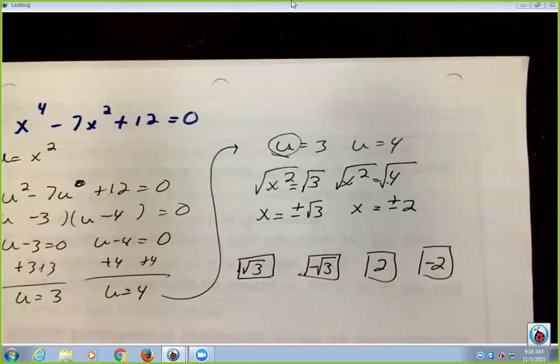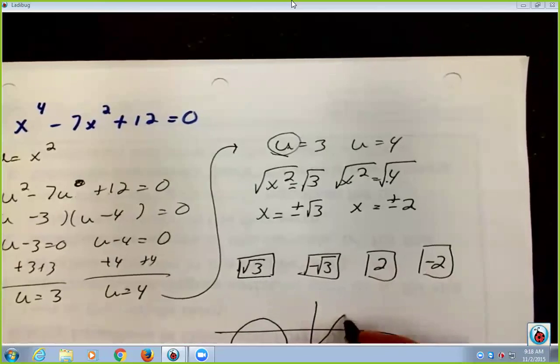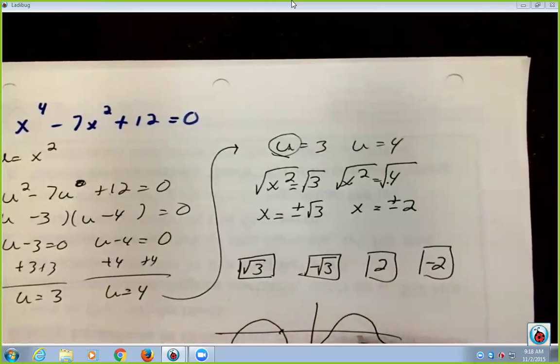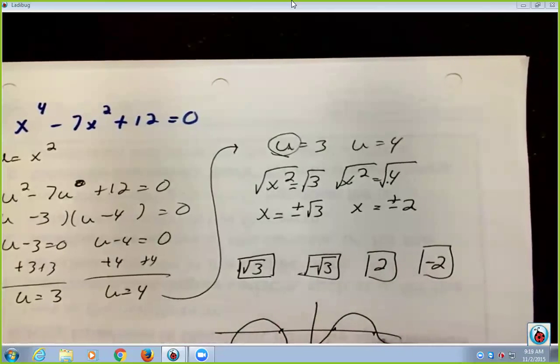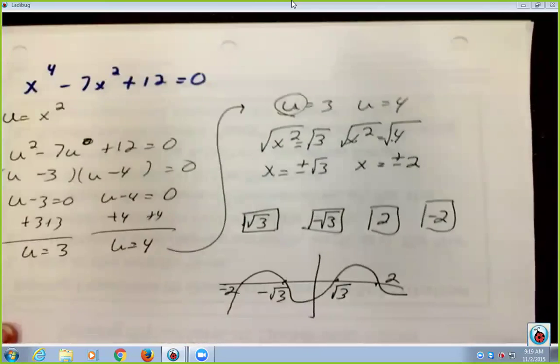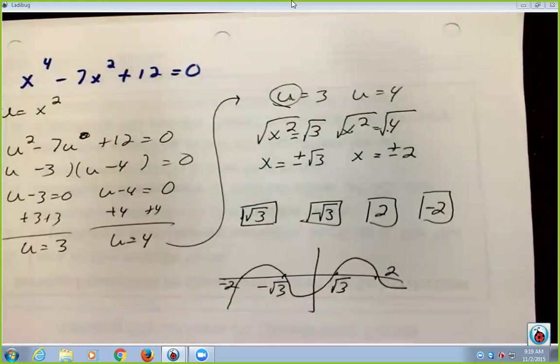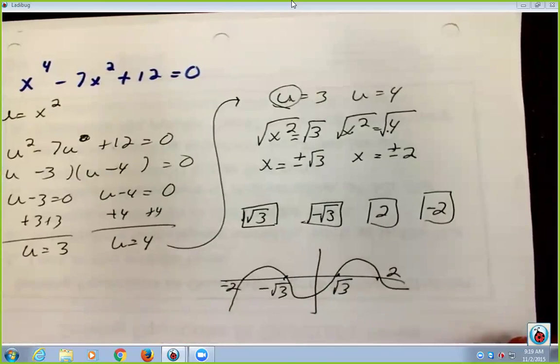And what these 4 answers mean is that you have a graph that's crossing at certain points, like it might be crossing over here at a positive 2 and over here at a negative 2 and over here at a negative square root of 3 and here at a positive square root of 3. So that graph is crossing in a variety of places. It's not just one single spot anymore that you're looking at. So that's what you're finding, those locations and those positions. Okay? Does that make sense?